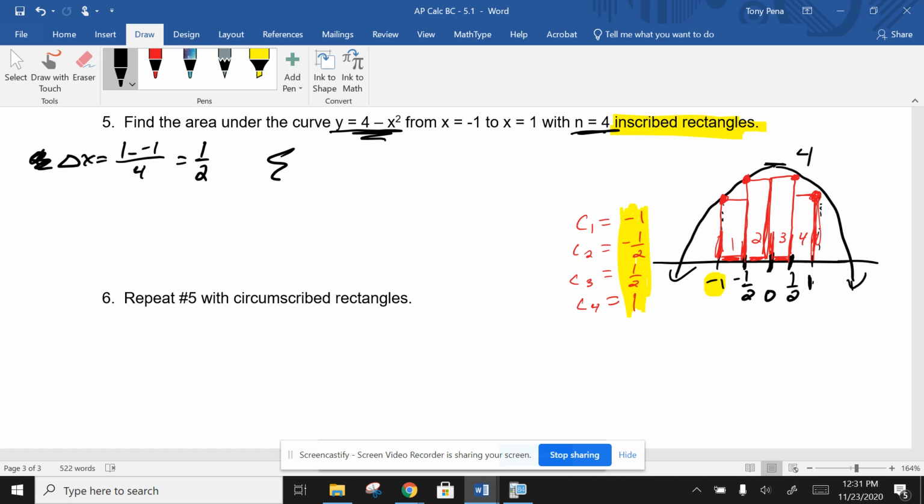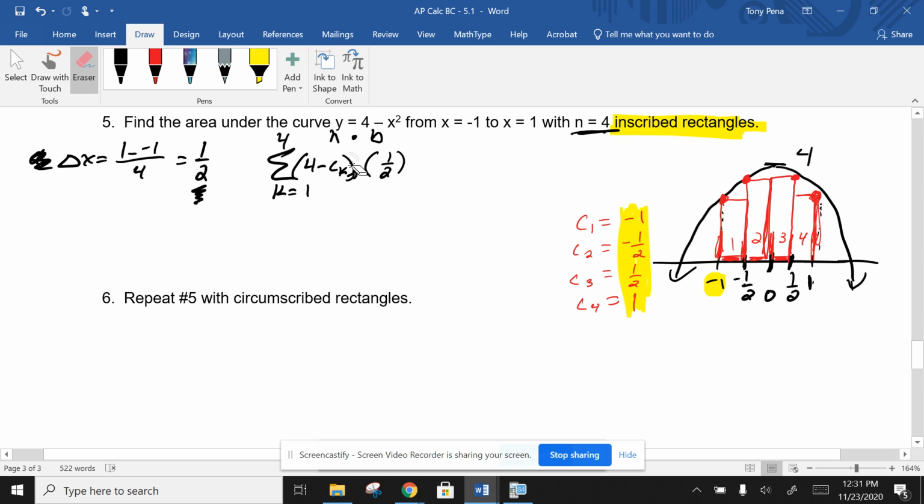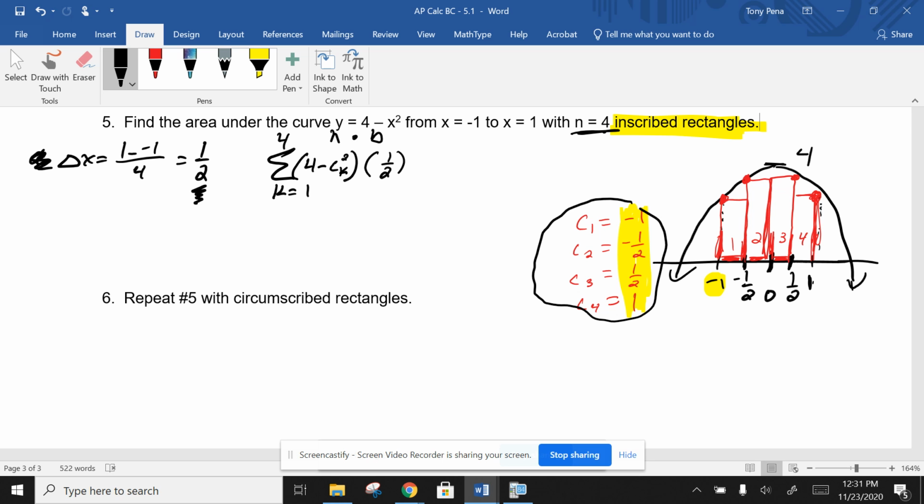From there, we can then set up our Riemann sum. So we're going to do k equals 1. We wanted 4 rectangles. All we're doing again is finding the areas of rectangles. So this general term should be our height times our base. Our base for this one is still 1/2. We found that right away. The height is your function, the 4 minus x squared. We're just writing it as 4 minus c sub k squared, and then times that 1/2. We then take these numbers and plug them in and evaluate. Yeah, Carter.